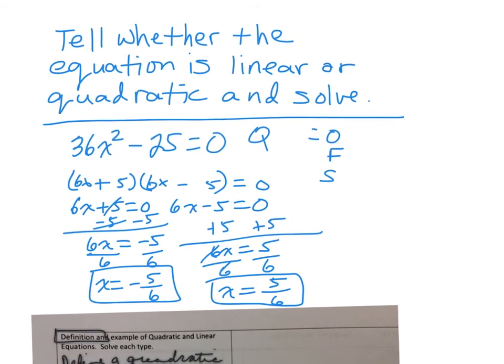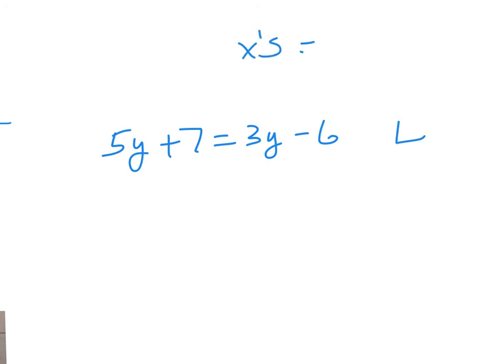Then let's say I gave you same directions. Let's say I gave you this equation. 5y plus 7 is equal to 3y minus 6. So, is that linear or quadratic? Linear. That's linear, so just put me an L out there. But then you got to remember how to solve a linear equation, and the strategy there was x's on one side, constants on the other. So it's a different strategy than quadratic.